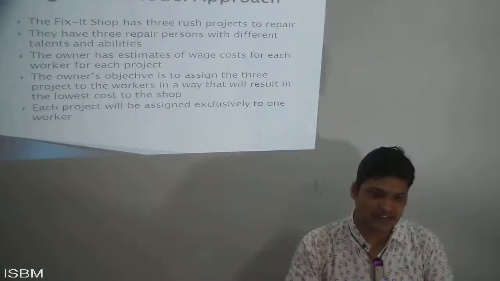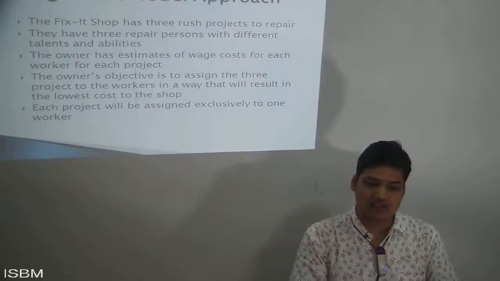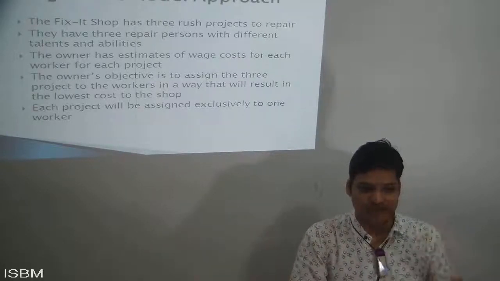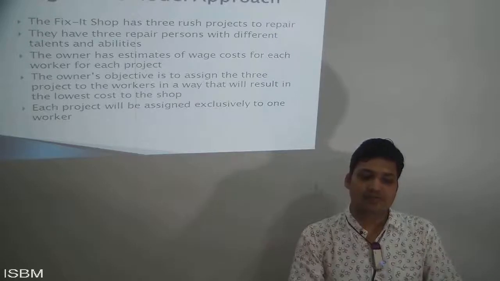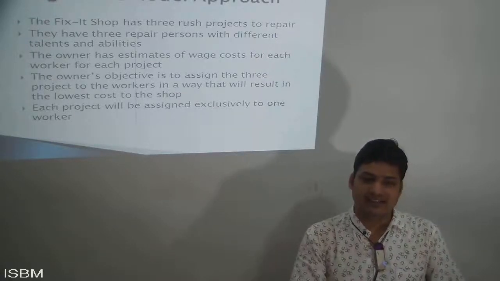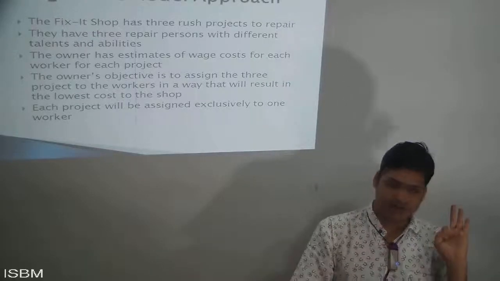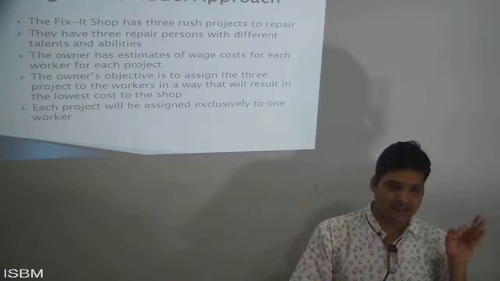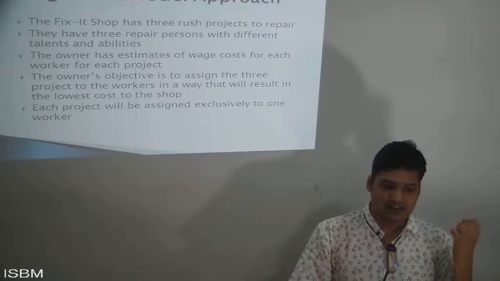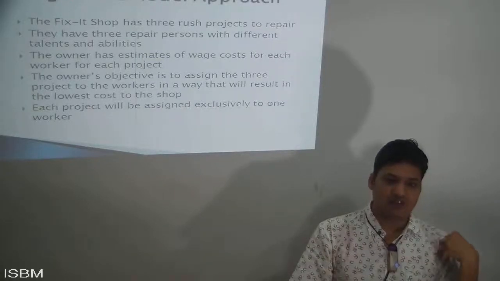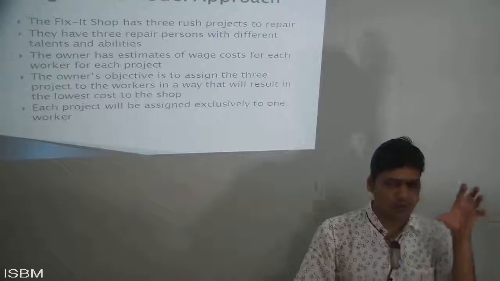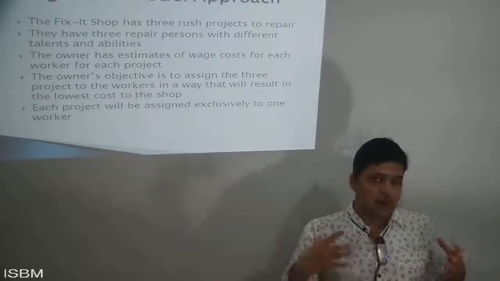The Fixit shop has three repair objects to repair. They have three repair persons with different talents and abilities. The owner has estimated the wage cost for each worker for each object. So what exactly will the owner do?